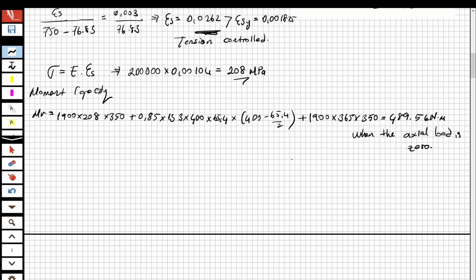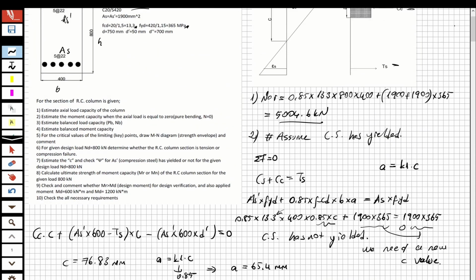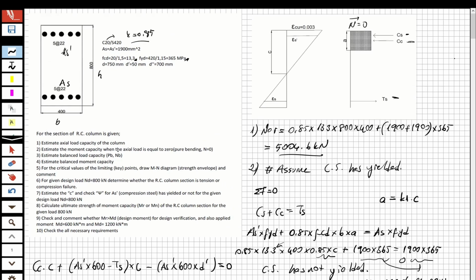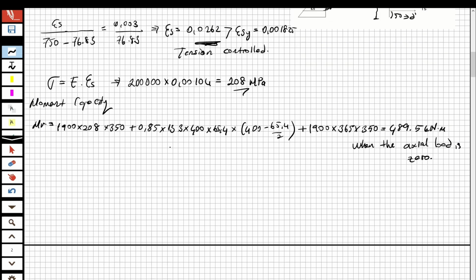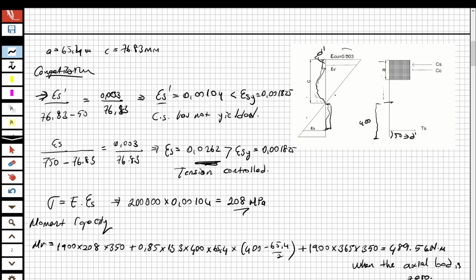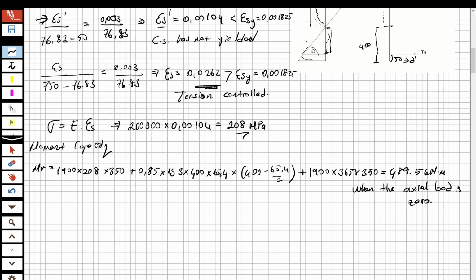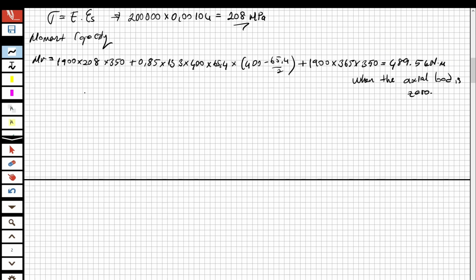Now we also calculate the moment. So let's check the third part, what it says. Estimate the balanced load capacity. Okay, we are going to determine the balanced load capacity: at what amount of load this bottom steel and the concrete will yield at the same time. In which force? We need to determine that force. So this is going to be for the third part.